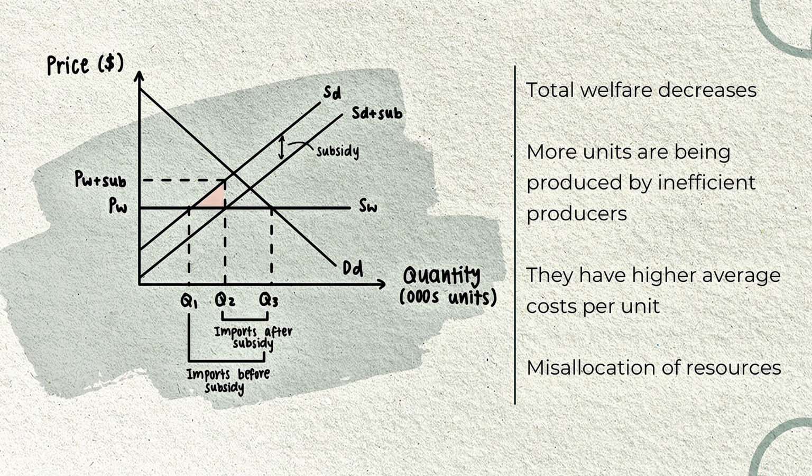And lastly, the total welfare decreases. This is because more units are being made by inefficient producers. This line here represents every unit that is made inefficiently. And one of the reasons is that they might have a higher average cost per unit compared to PW. So if the subsidy was not there, they would never have been made. And this is a misallocation of resources, hence the welfare loss.